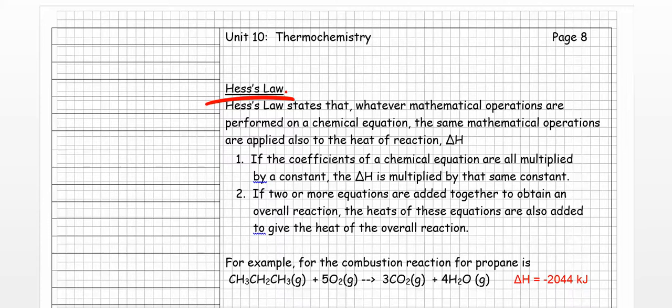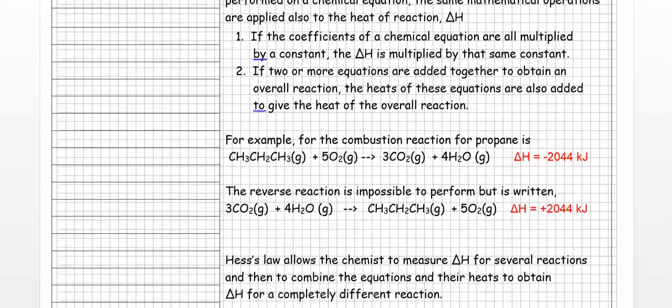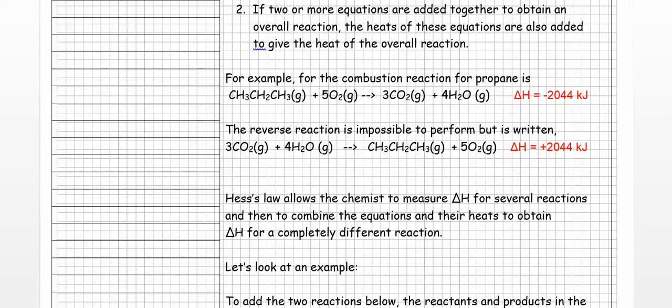The second part of Hess's law says that if you have two or more equations that you can add up together to obtain an overall reaction, then the heats of these equations are also added up to give you the heat of the overall reaction. Now that's a mouthful to say. I think it's probably easier just to do some problems. So let's just take this example to begin with.